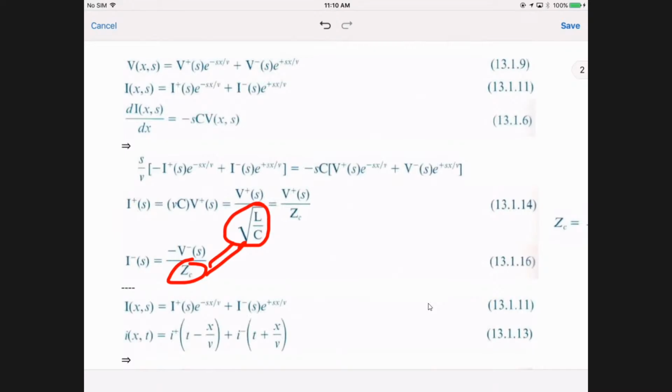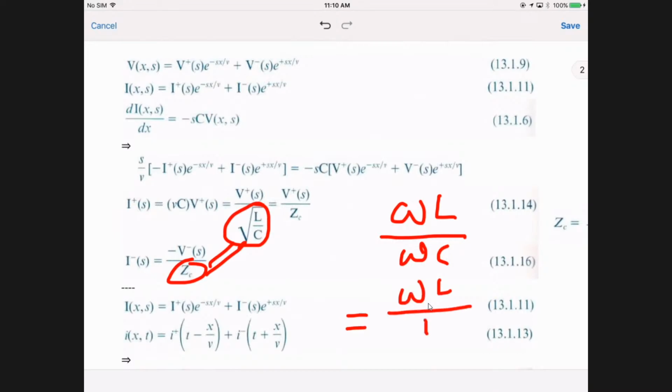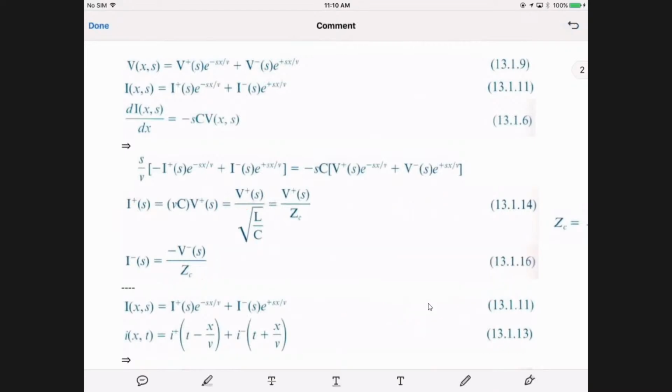But what does a match mean? Omega L, omega C. You can write omega L, and 1 over omega C. This is in ohm, this is in ohm squared, but you take a square root. That's why it's ohm. Ohm is impedance.